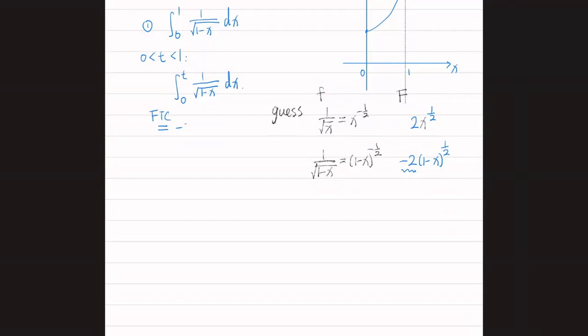This will be -2, -2, 1 minus 0. With the negative sign, actually it will be 2 minus.